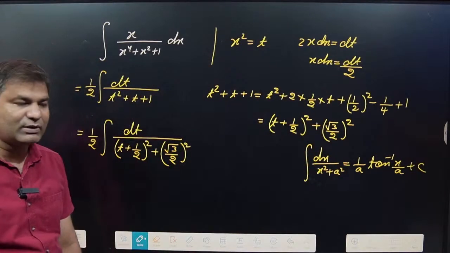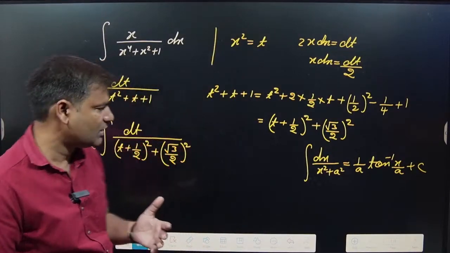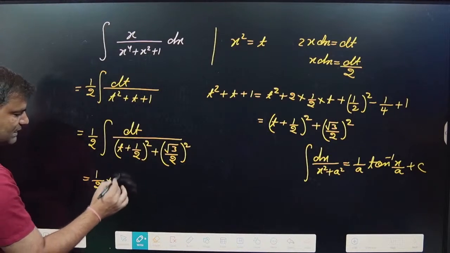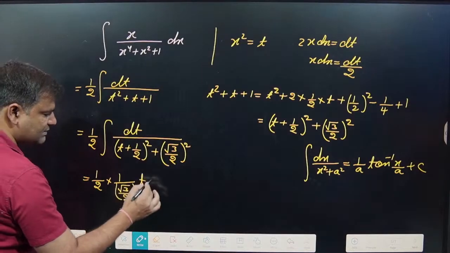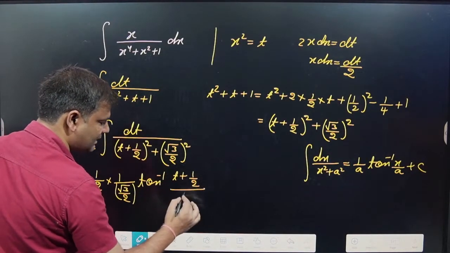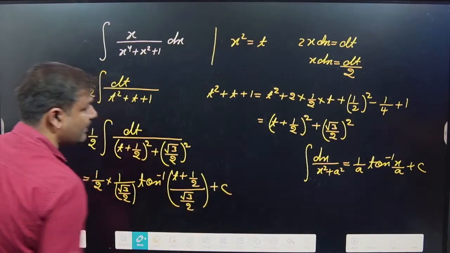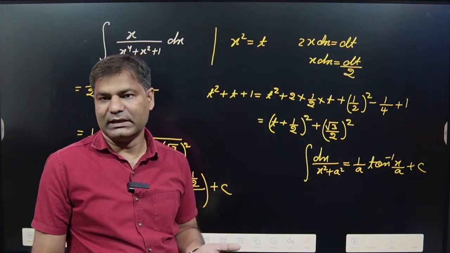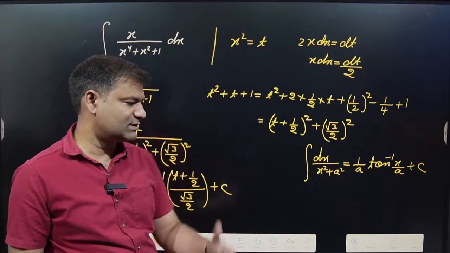And what about x here? x is basically t plus 1 by 2. And what about a? a is root 3 by 2. So if you apply that formula here, it is written 1 by 2 into 1 by a. a is root 3 by 2, into tan inverse t plus half divided by root 3 by 2 plus c. And after that t is replaced by x square, because I have taken t equal to x square. So t is replaced by x square.